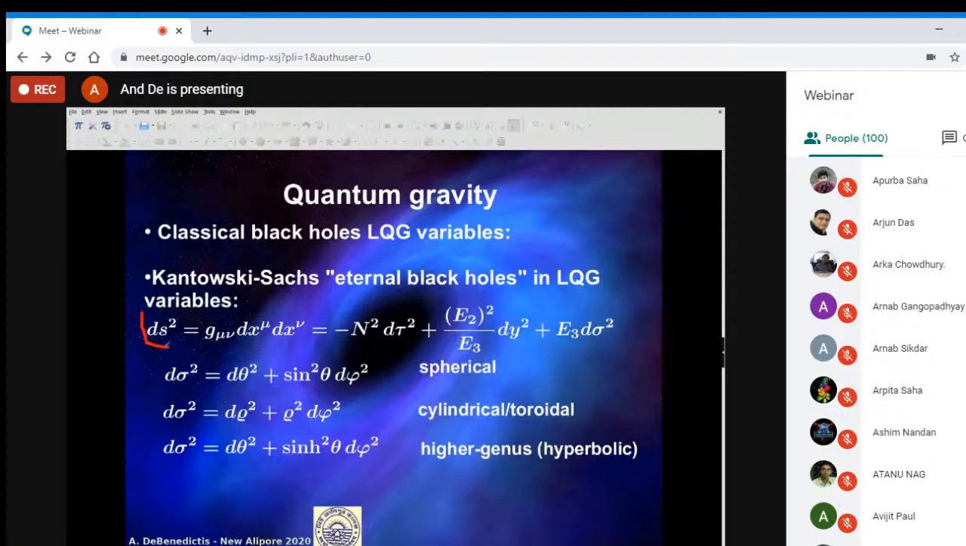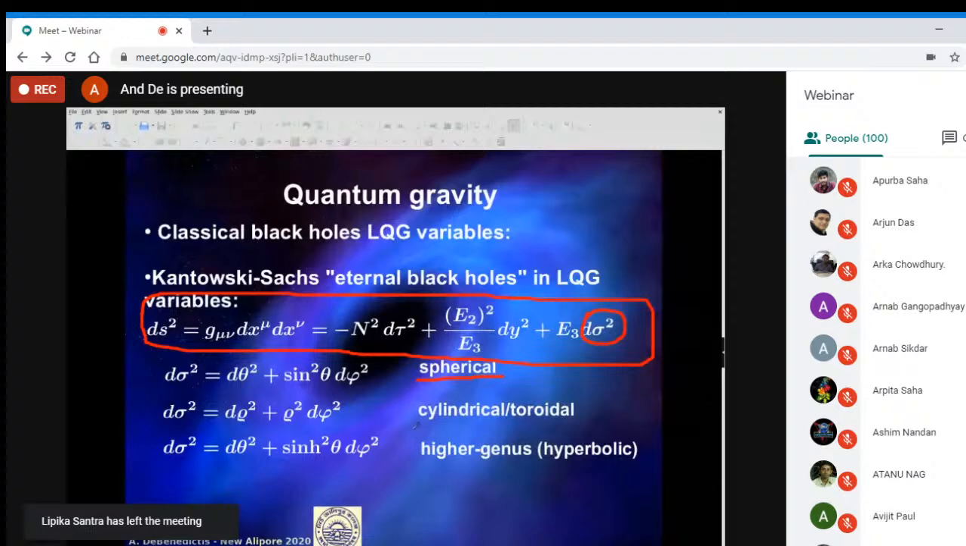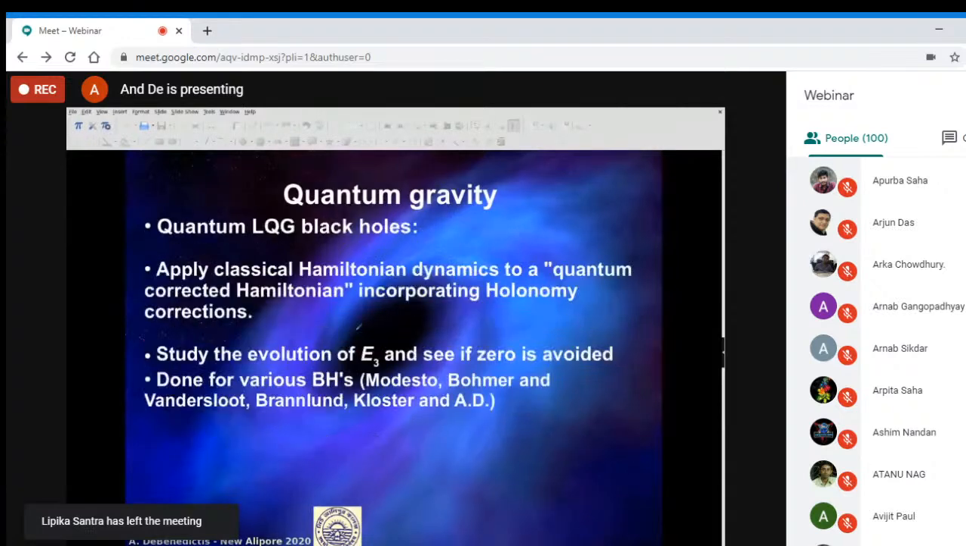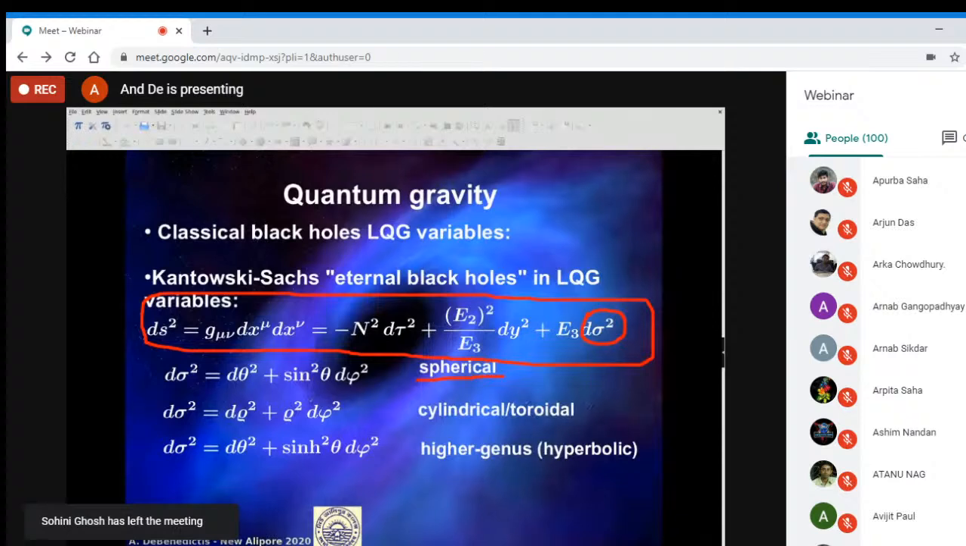Here's the metric, the Pythagoras theorem, but written in loop quantum gravity variables. Again, we do it for various topologies. We have this dσ² on the far right. If this dσ² has this top value here in the middle of the page, we're talking about a spherical black hole, probably the most relevant in astrophysics. If it has, oh, my apologies, if it has this form here, the middle form, dσ², we are talking about cylindrical or toroidal black holes. If it has the form at the very bottom here, we are talking about hyperbolic, which is compatible with higher genus black holes.